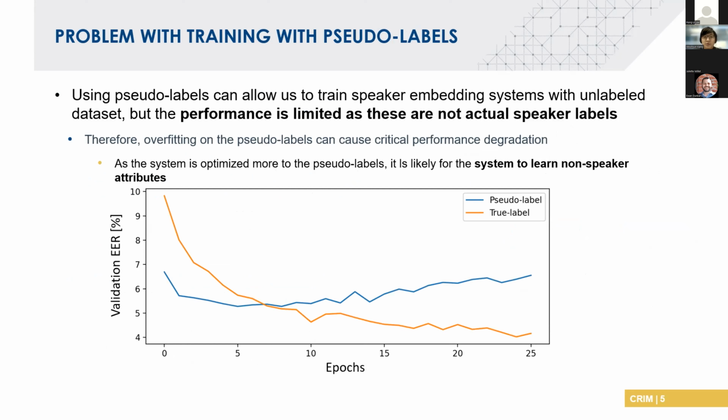So using a pseudo label for training the speaker verification system allows us to train the system without any speaker label. However, the performance is very limited as the pseudo labels are not actual speaker labels. As you can see in this graph, which is the validation equal error rate of two systems, one trained with true labels, which is the fully supervised system, and one trained with the pseudo labels. While for the true label system the performance increases as the training proceeds, for the pseudo label system, in the beginning the performance increases, but it quickly degrades as the training proceeds. From this result, we can see that as the system is optimized more to the pseudo labels, it is likely for the system to learn unwanted information.